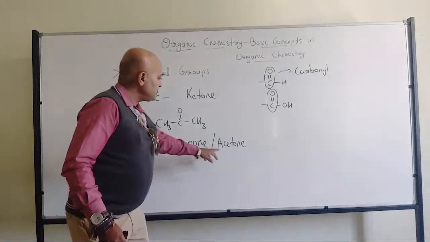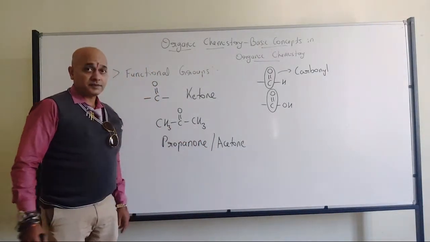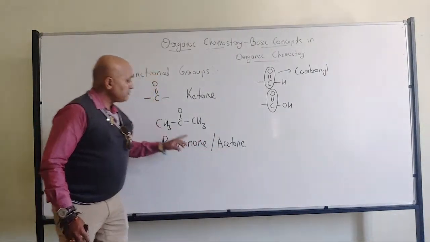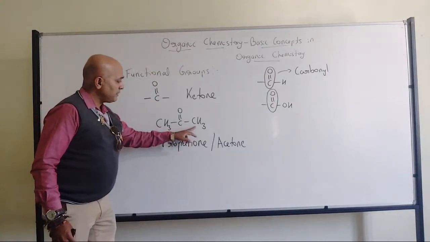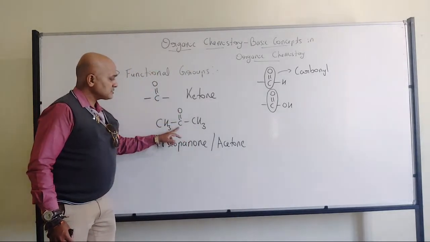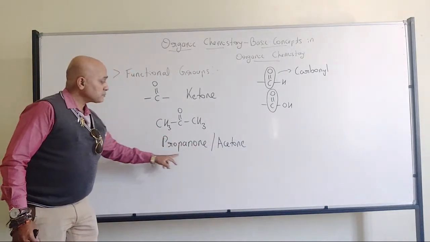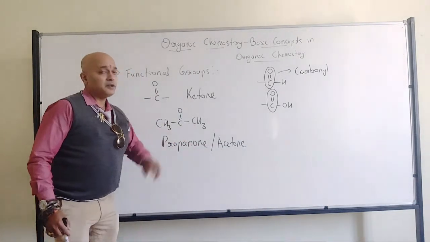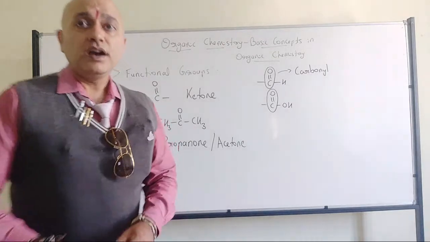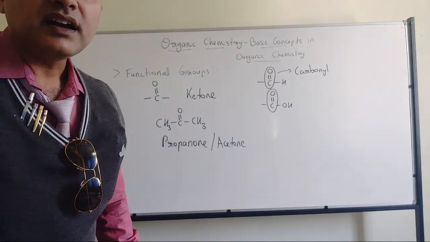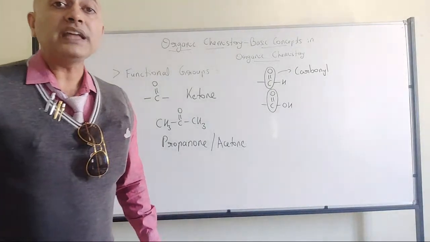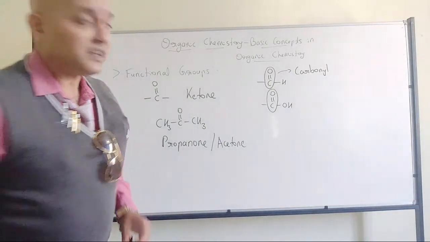Then why are you mentioning acetone here? It is 3 carbon. Acetone we will mention by considering these two as the main carbon to which the ketone is attached. It is the common name, but the IUPAC name is propanone: 1, 2, 3, propanone. All of you have understood? Acetone or propanone. So don't get confused.